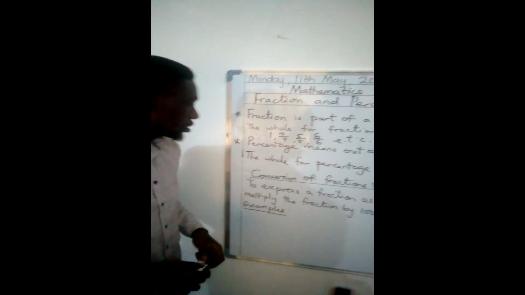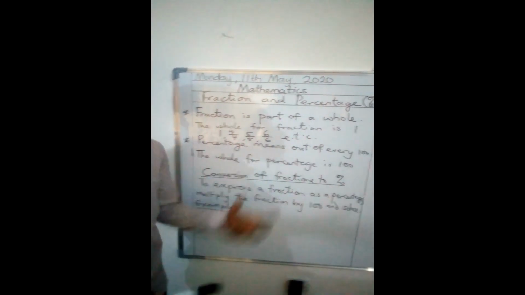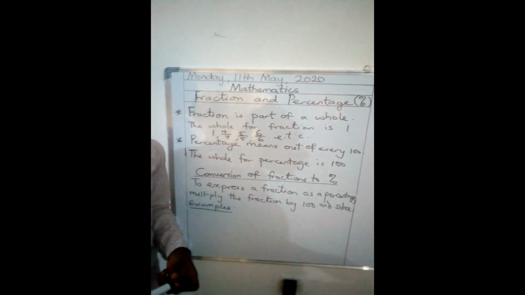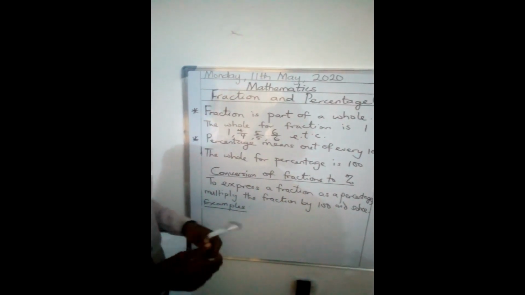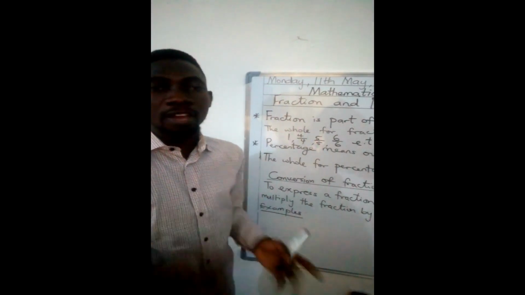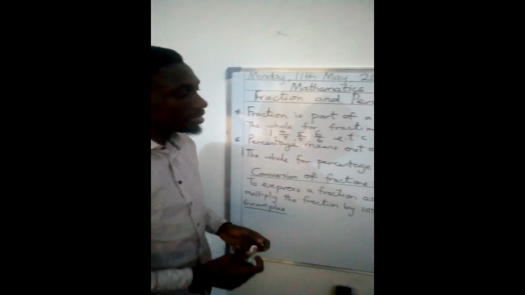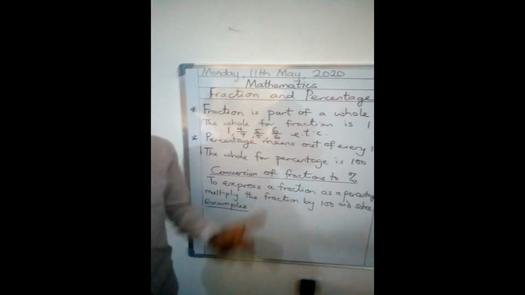And the second thing to consider here is percentage. Percentage means out of every 100. So when you say 2%, it means you're saying 2 out of every 100. And the whole in case of percentage is always 100.